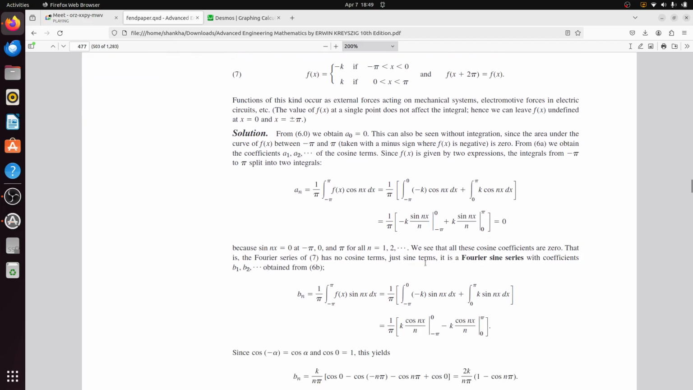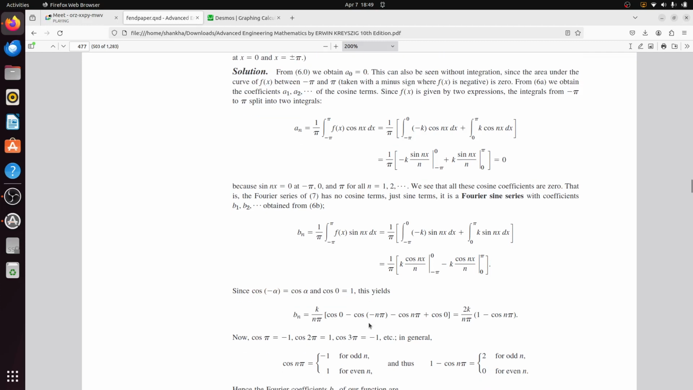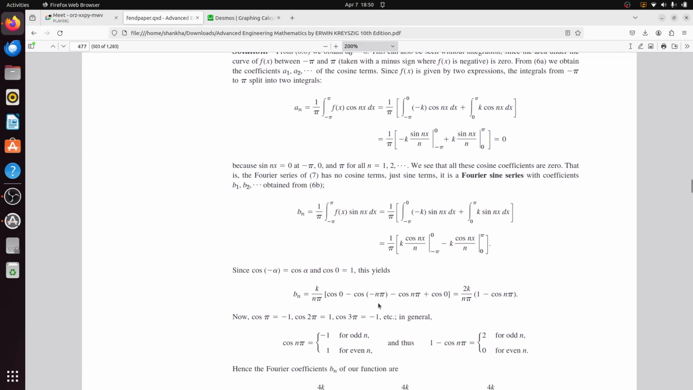And also now the bn part, f(x) times sin nx. Similarly, break it into two parts, minus k and k. For minus pi to 0, with minus k, n will be divided, so k cos nx by n from minus pi to 0, minus k cos nx by n from 0 to pi. Also cos is an even function, that means cos of minus alpha is cos alpha, and cos 0 equals 1. So this becomes cos 0 minus cos n pi minus cos n pi plus cos 0, that means 2 can be taken common and you get 1 minus cos n pi.